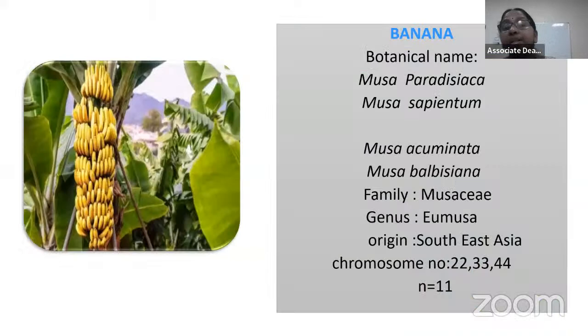And banana, its botanical name is, there are 2 types of bananas, that is dessert banana and also cooking banana. And this dessert banana is botanically known as Musa sapientum, and the cooking banana is Musa paradisiaca. And these 2 are evolved from the crossing between these 2 wild species, Musa acuminata and Musa balbisiana. And this banana belongs to the family Musaceae, genus Musa, and its origin is from Southeast Asia.